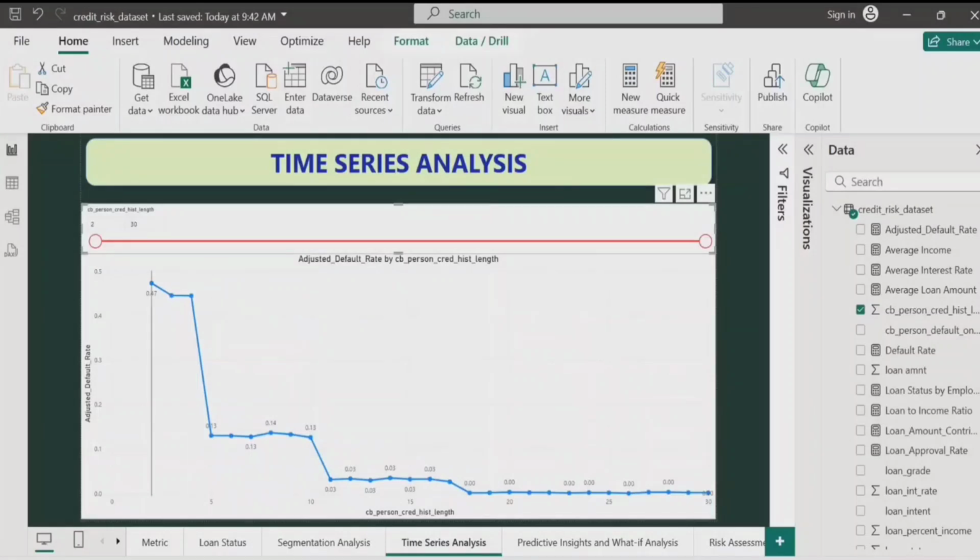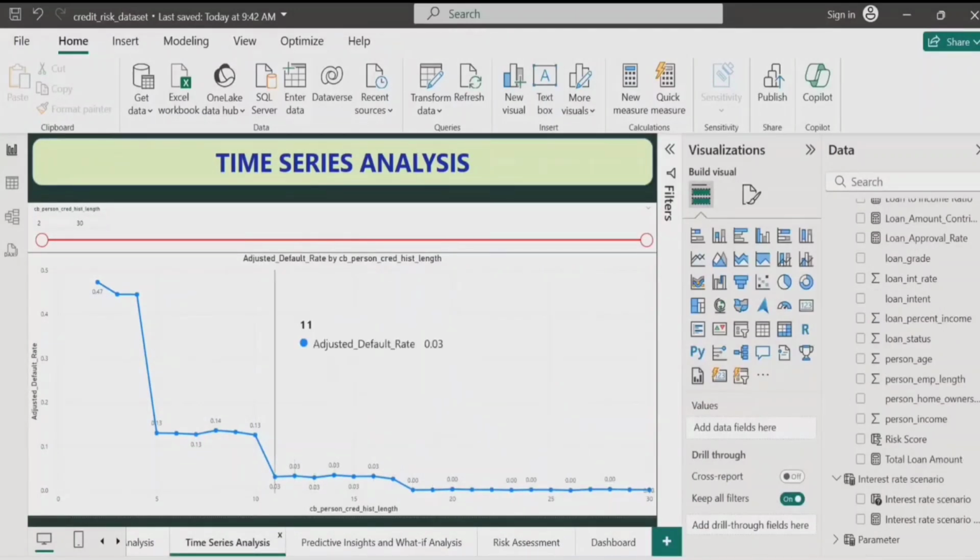As we can clearly see that the person who has credit history length of less than 10 years or maybe 11 years, the default rate is very high. And the person who has credit history length of more than 11 years has a default rate of almost 0%. One thing we can conclude from this chart is that the longer the credit history, the lower the default rate.